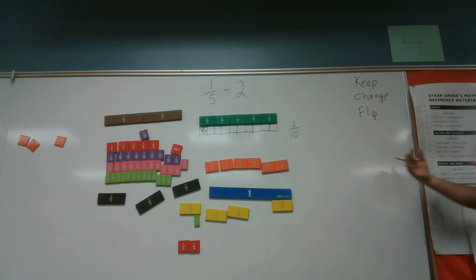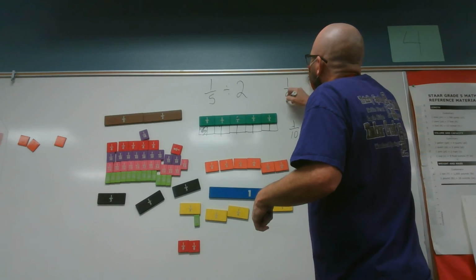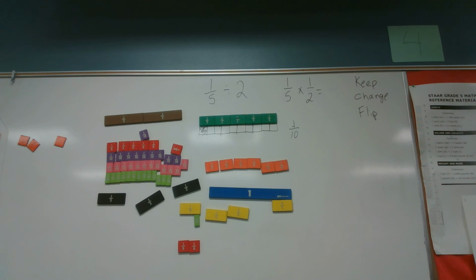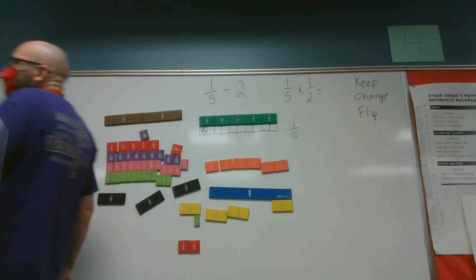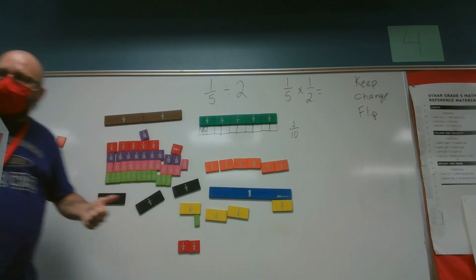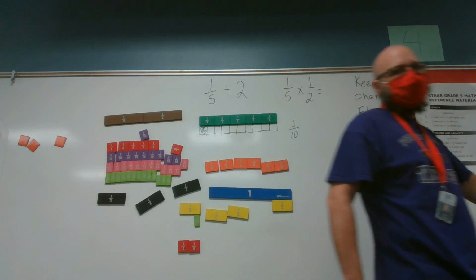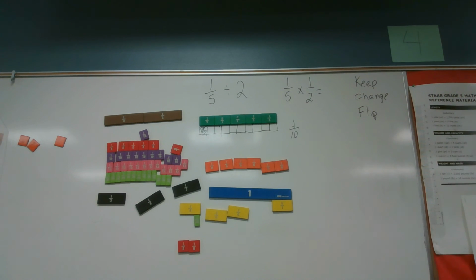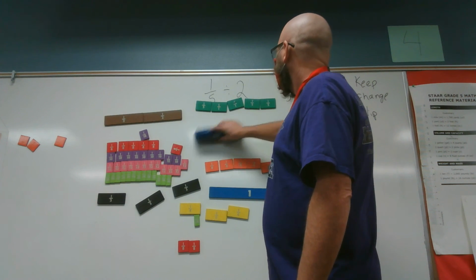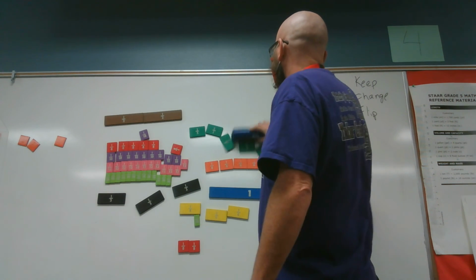Now looking at standard algorithm, keep, change, flip, we're going to get the same thing, 1/10. I told you last week or the week before, multiplying and dividing with fractions is a million times easier than adding and subtracting. We don't have to find the common denominators, which is sometimes a beating. You just don't have to. It makes it easier. If you didn't watch those videos, I strongly encourage you to do so.